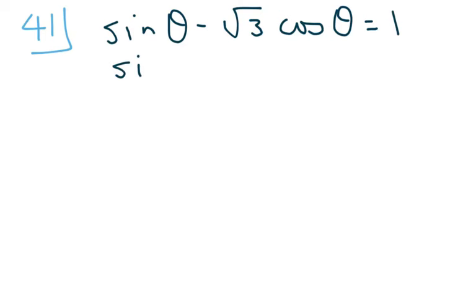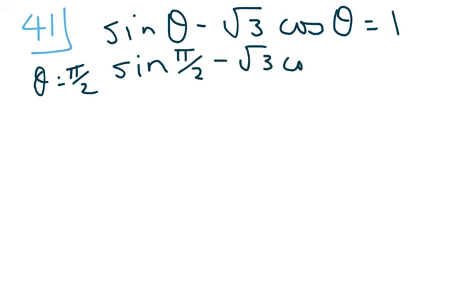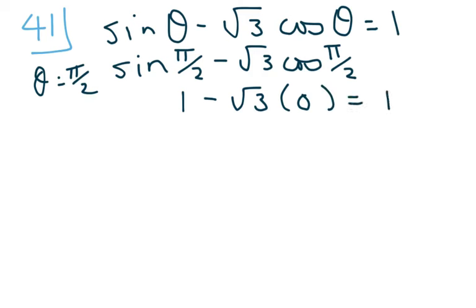So I'm going to let theta be pi over 2, and we get sine pi over 2 minus root 3 cosine pi over 2. Cosine of pi over 2 is 0, so we get 1 minus root 3 times 0, which equals 1. So in this one, it's very clear that my solution is pi over 2. The other one I know of is 7 pi over 6.